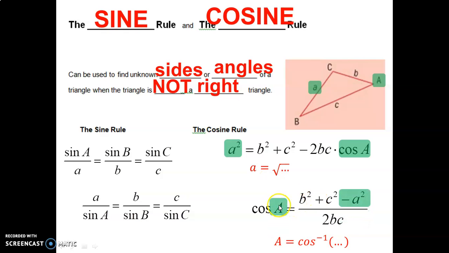And you see the same thing happening here. If you're looking for an angle, over on this side of the equation, you need to know the side across from that angle, and then the other two sides go there.